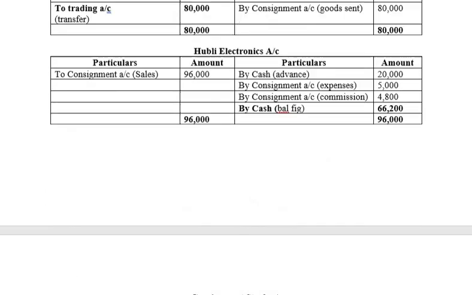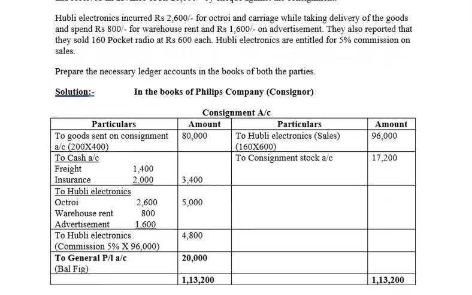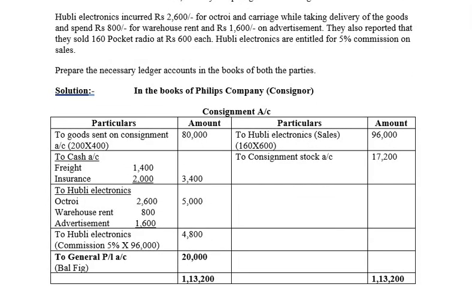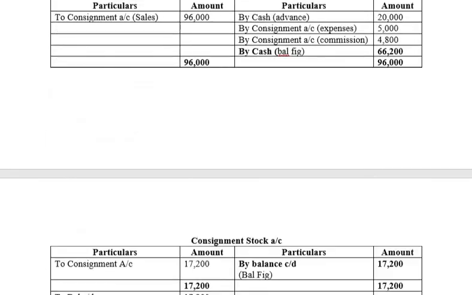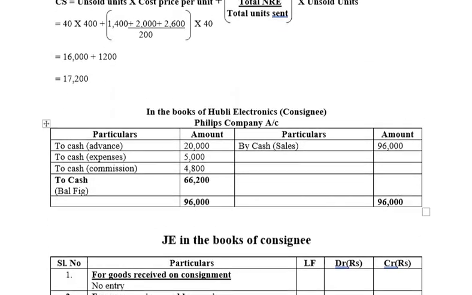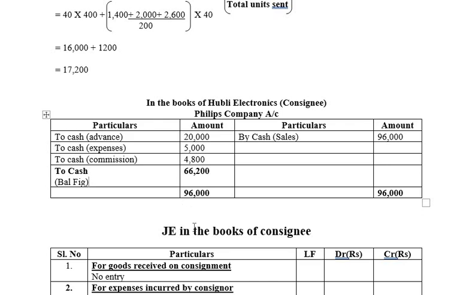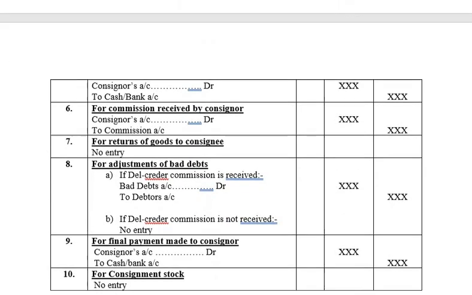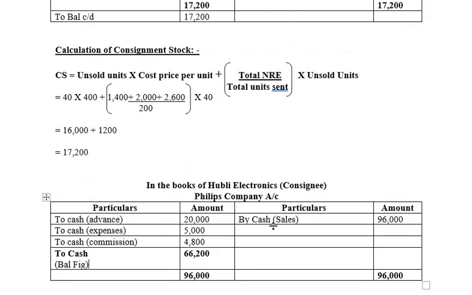Okay, first we need to pass the journal entries in the books of consignor. Then we need to pass the journal entries in the books of consignee. You don't have to write these journal entries. I have pasted those journal entries here so that you understand the other half of the question, that is, the journal entries in the books of consignee. I hope you have understood it.